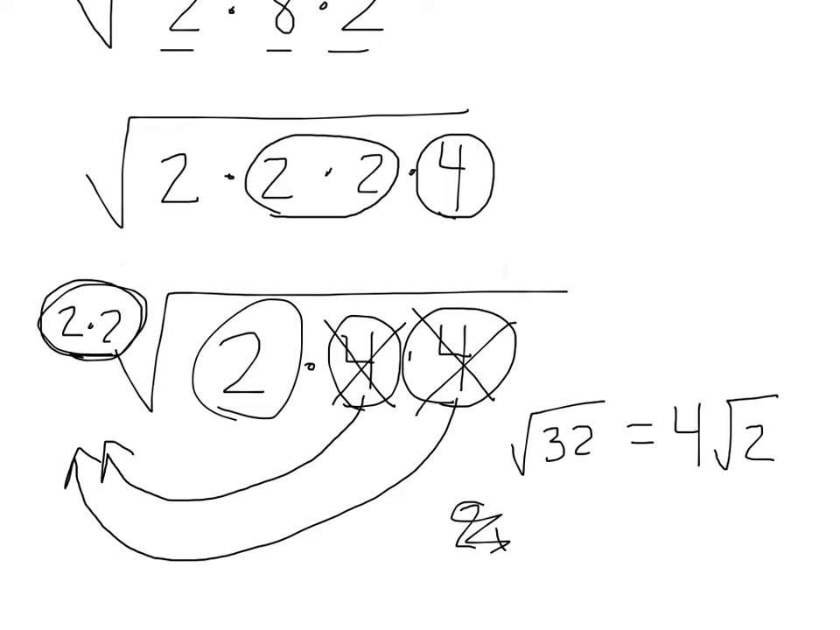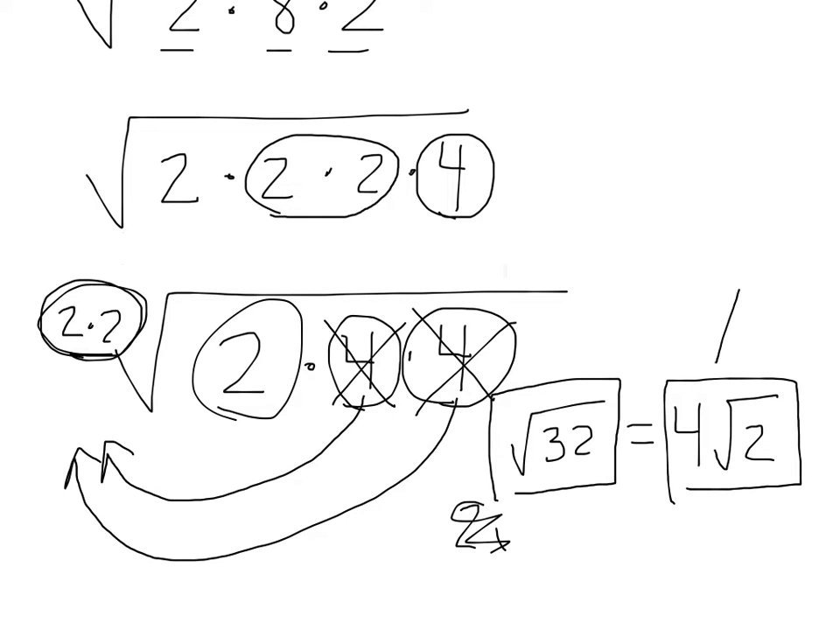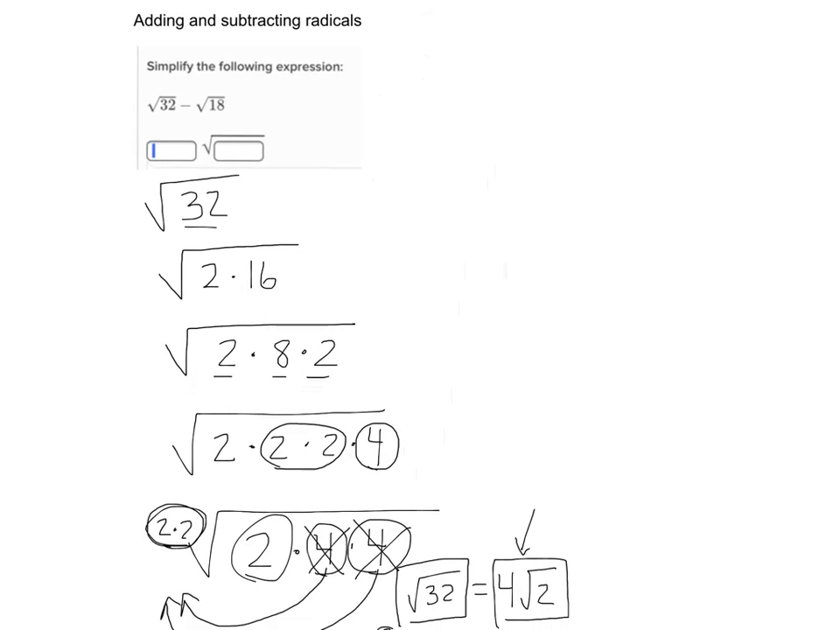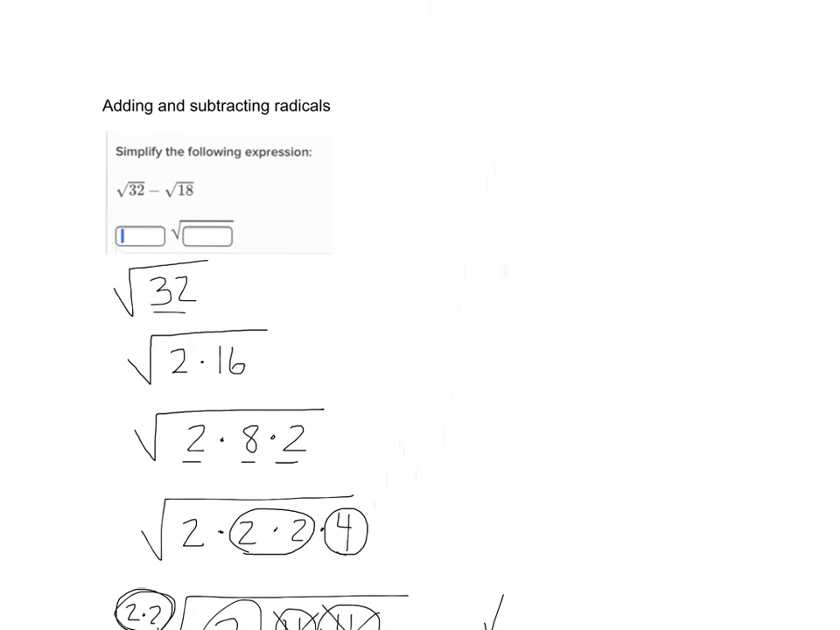So if you typed in your calculator the square root of 32, and then you typed in your calculator 4 times the square root of 2, they'd both give you the same answer. It's because they're the same, but this right here is the most simplified version. And so I'm going to write it up here. I'm going to write 4 square root of 2. And we're subtracting from it the square root of 18.